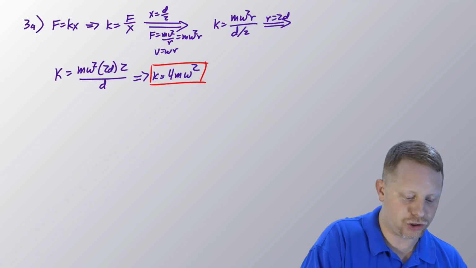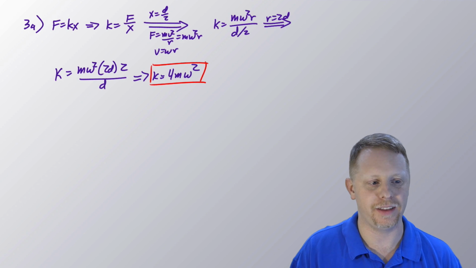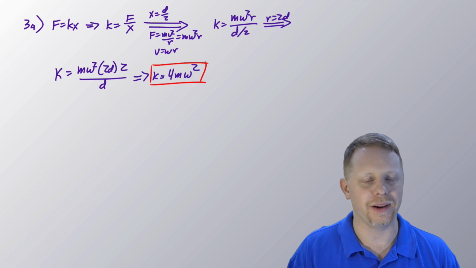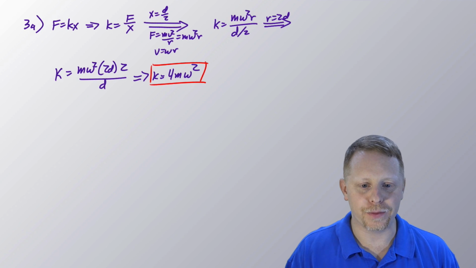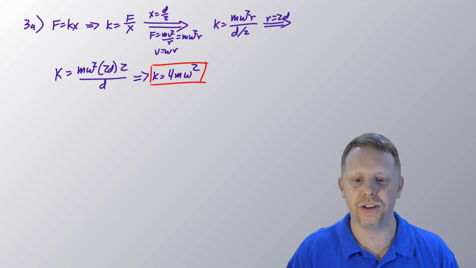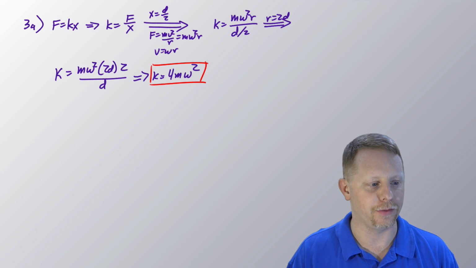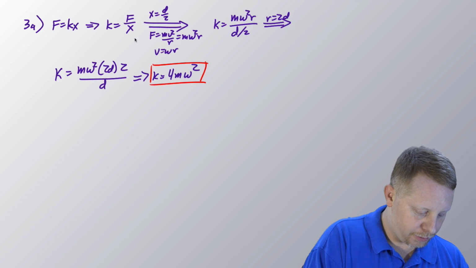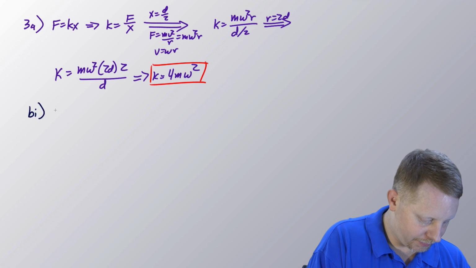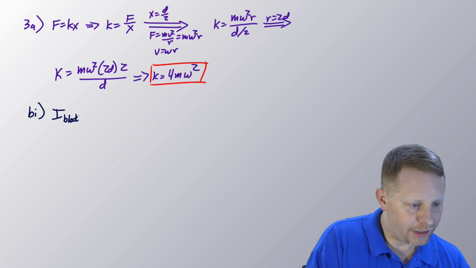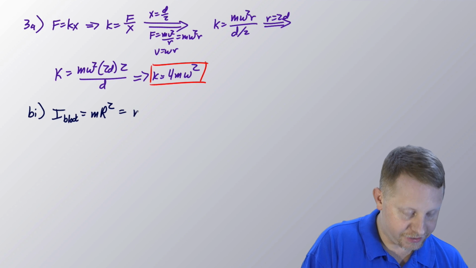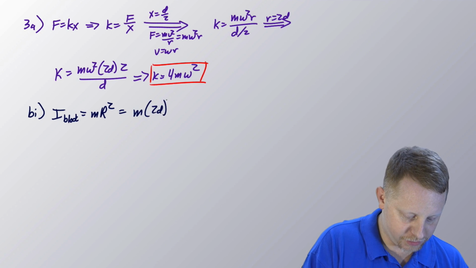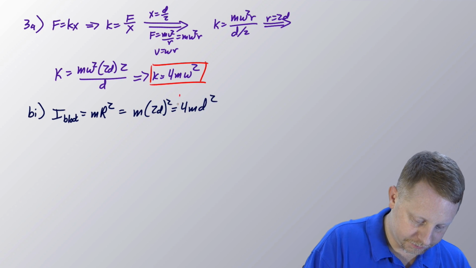Not too bad, mostly algebraic manipulation where we're pulling in a little bit of centripetal force, a little bit of work on springs, and a little bit of rotational motion, rotational kinematics. Now for B1, determine an expression for the rotational inertia of the block around the axis of the platform. Well, if we want to find the rotational inertia of the block, that's just going to be m r squared, which in this case is m times 2d squared, so that should be 4md squared.